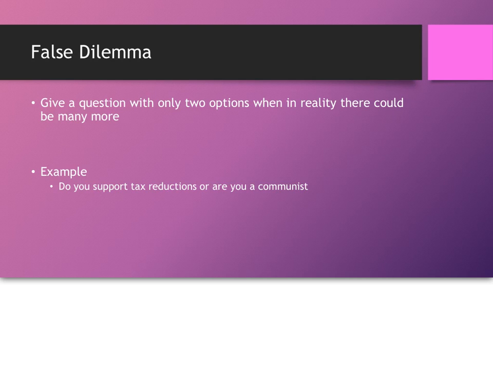Okay? An example would be, do you support tax reductions or are you communist? Well, there's probably middle ground, right? You can not support tax reductions and not be a communist. You can support tax reductions and be a communist, right? So the point is, here we have two options in a sea of a lot of options, okay?